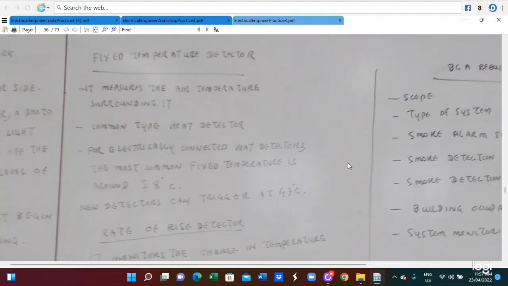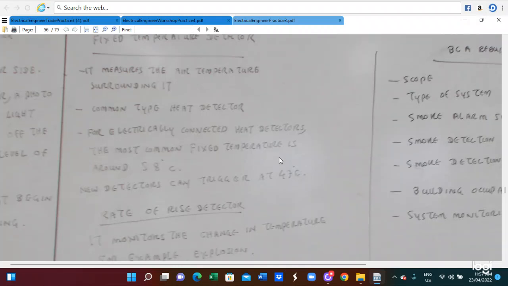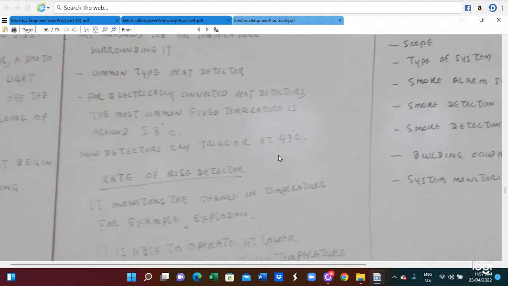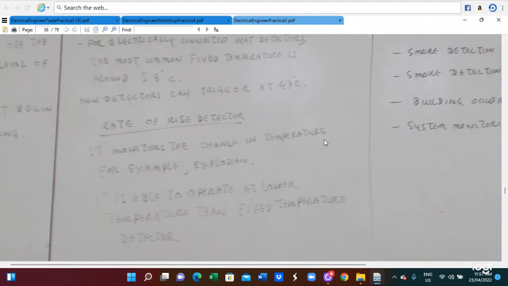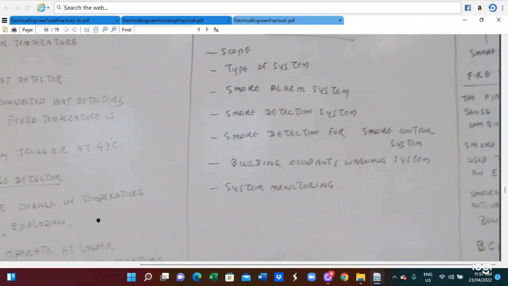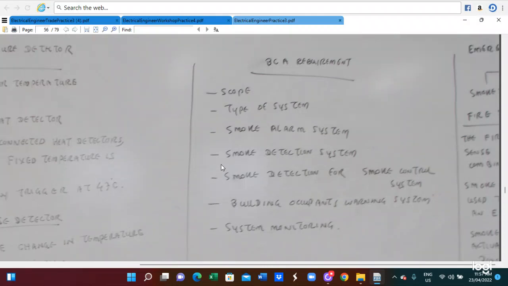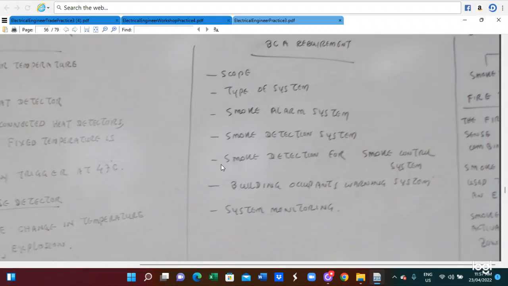We also utilize a fixed temperature detector. A fixed temperature detector is a heat detector. It measures the temperature around it, and this is the type of heat detector system. So its operation is based on the temperature of the heat, so we have to use the appropriate system for the requirement.